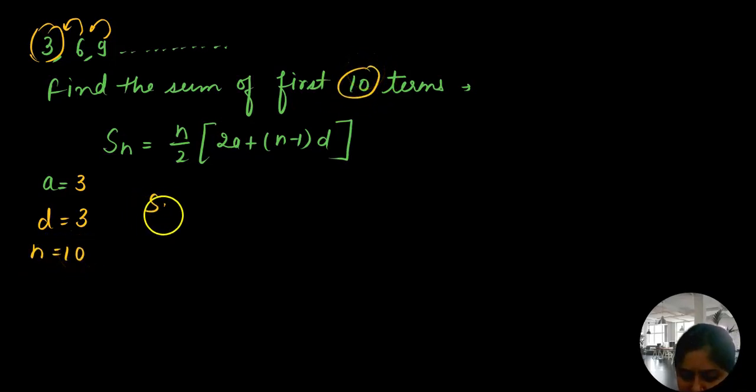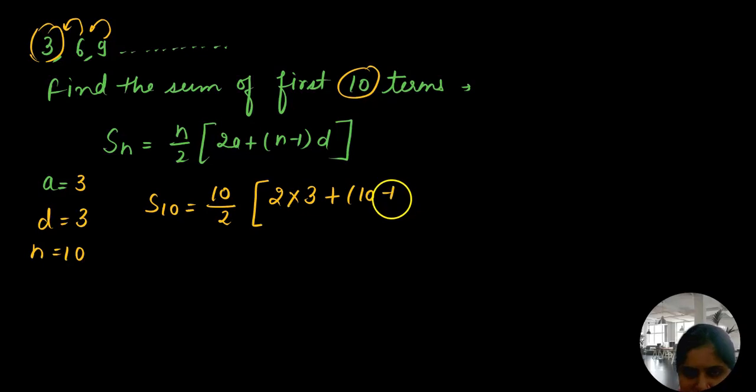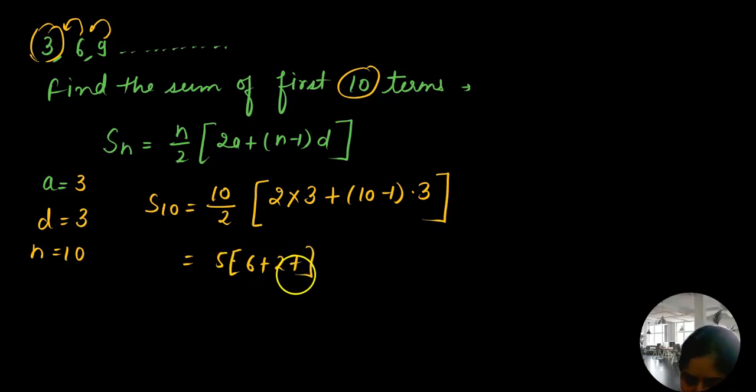Let's apply this formula. S10 is equal to 10 over 2. In place of n, I'm writing 10. 2 times 3 plus, what is n? n is 10, minus 1 times 3. Okay, let's solve this. 5 times 6 plus 27, that is equal to 165, which is your answer. So Sn gives the total quickly without adding each term.